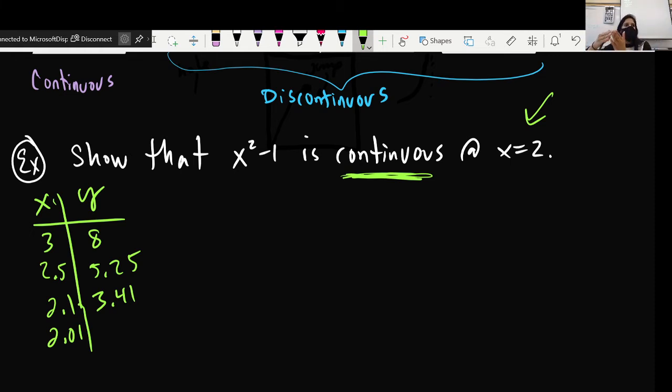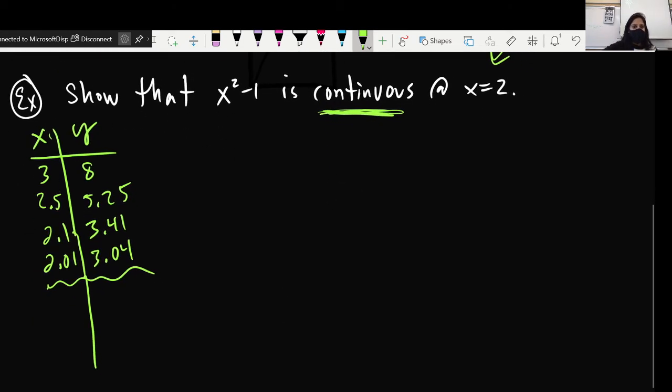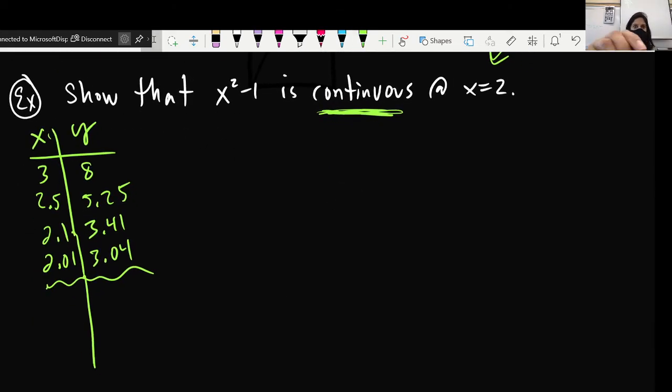I'm looking for the pattern of behavior leading up to that point. That's what limits is all about, and that's what we've been doing. It's always about approaching that place, not necessarily about that specific place. So that's why I'm doing this weird thing with all these different values here. And I would get 3.04 when I do that. I'm going to draw a little line here because that would be the place where my 2 would be, but we're going to avoid that right now.